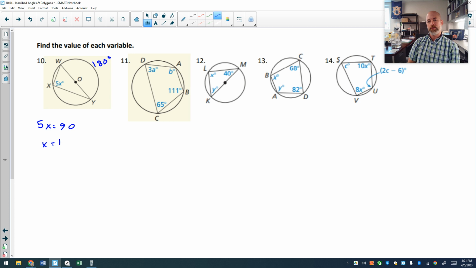X is 18. And we are only finding the variable. Always double check instructions. Don't stop with just the variable. Sometimes, quite frequently, you need to find the measure of the angle.